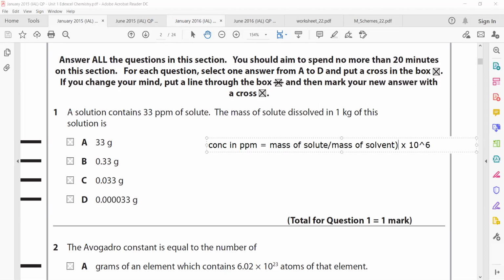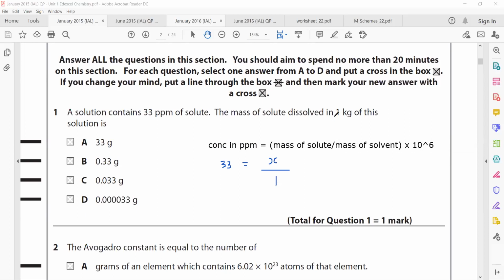This 10 exponent 6 is not multiplied with the denominator, it is multiplied with the numerator. So concentration in ppm is 33. So this value is given, 33. Mass of solute we don't know. That's the question. Mass of solvent is 1 kg.